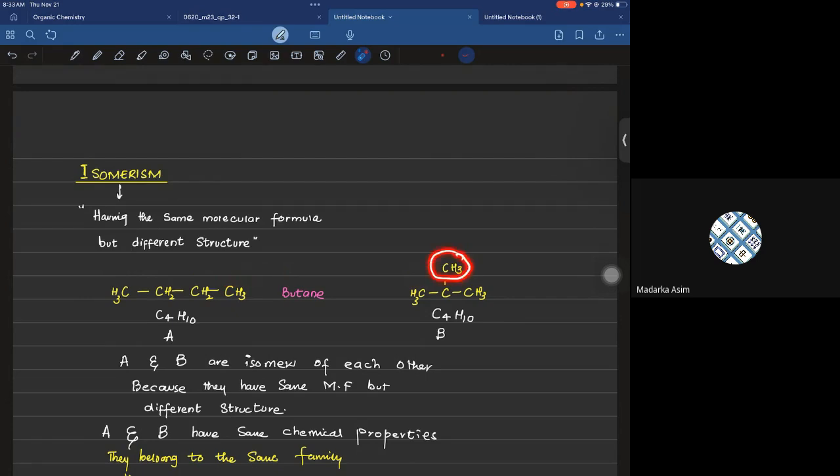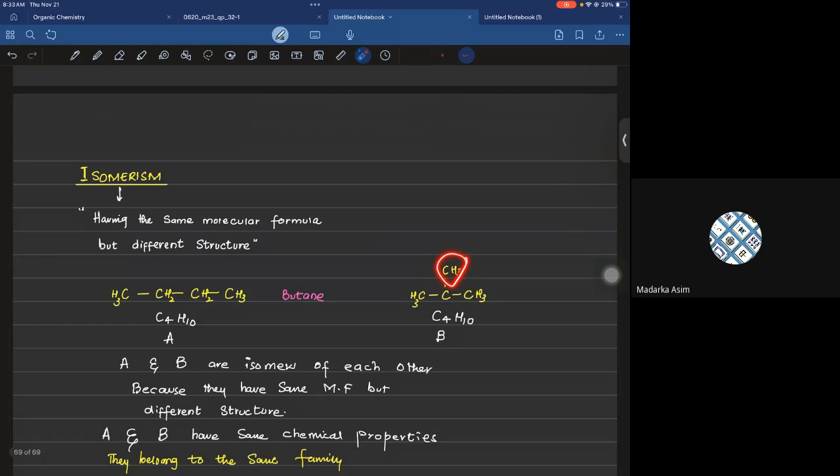This is the branch. Branch is always on the central carbon. This is called the branch. If a structure is drawn like this, this is not a branch. Branching is not present at the corners. Remember, branching is always present on the central carbon, whether it is the second carbon, the third carbon, the fourth carbon, or the fifth carbon, any of them. Branching is not present at the corners.